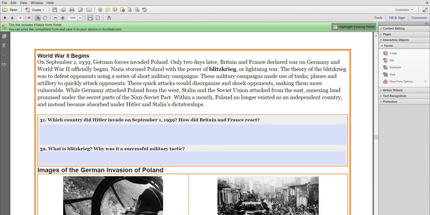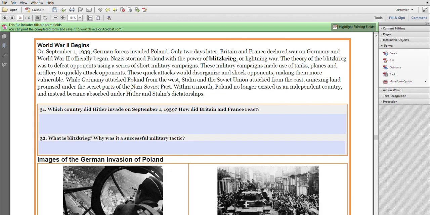Page 28. World War II begins. On September 1st, 1939, German forces invaded Poland. Only 2 days later, Britain and France declared war on Germany, and World War II officially began. Nazis stormed Poland with the power of the Blitzkrieg, or lightning war. The theory of the Blitzkrieg was to defeat opponents using a series of short military campaigns. These military campaigns made use of tanks, planes, and artillery to quickly attack opponents. These quick attacks would disorganize and shock opponents, making them more vulnerable.